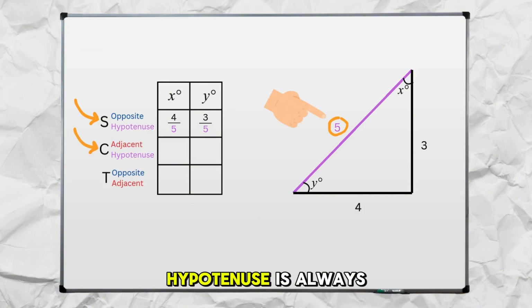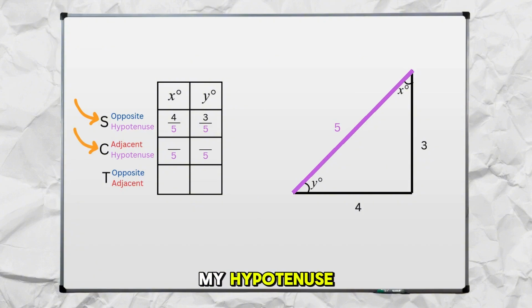For cosine, my hypotenuse is always my hypotenuse. That's going to remain the same. For angle X, my adjacent is going to be 3, and my adjacent for Y is 4. What I notice is that the sine of X is the cosine of Y. The sine of Y is the cosine of X.